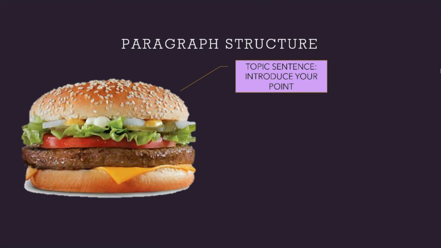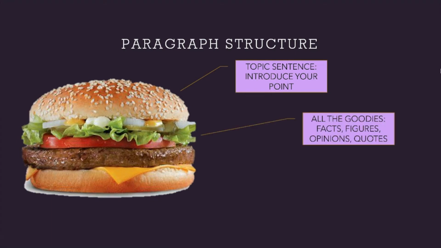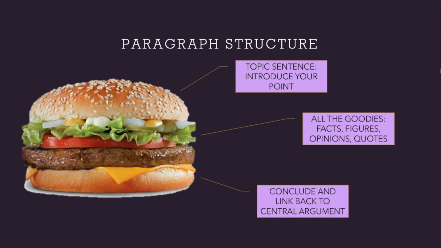Then in the middle, you've got all the good stuff, okay? You've got the meat, the veg, the sauce, all the goodies. And that could be your facts, your figures, your opinions, your quotations, whatever it might be. You might not have all four. That's okay. You might just have one or two of those things. And then you've got the bottom part of the bun where you conclude, and you include maybe a wee link back to the central argument. Bring everything back together again, right?